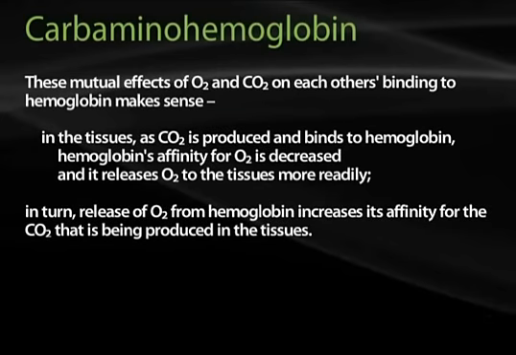The mutual effects of oxygen and carbon dioxide on each other's binding to hemoglobin make sense. In the tissues, CO2 is produced, binds to hemoglobin. Hemoglobin's affinity for oxygen is decreased. Therefore, it releases oxygen to the tissues more readily. In turn, the release of oxygen from hemoglobin increases the affinity for CO2 that is being produced in the tissues.